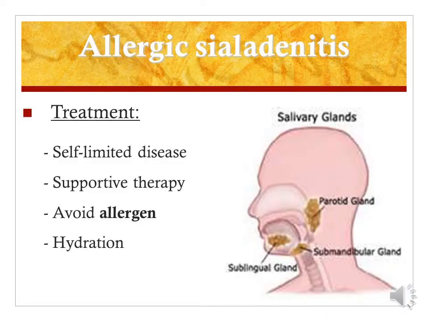Another type that leads to adenitis is inflammatory adenitis, which is allergic adenitis. This occurs when a substance attacks the salivary gland during eating and leads to inflammation, with signs of inflammation. For treatment, it is a self-limited disease: supportive therapy, avoiding the allergen, and hydration. In fact, it can go away by itself and does not need treatment; just drink more water and stop taking the allergen that leads to adenitis.